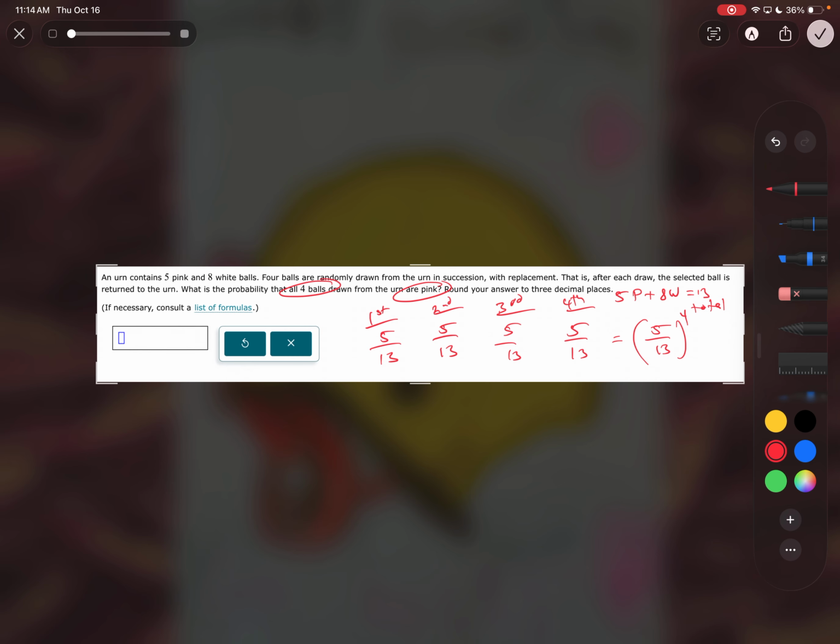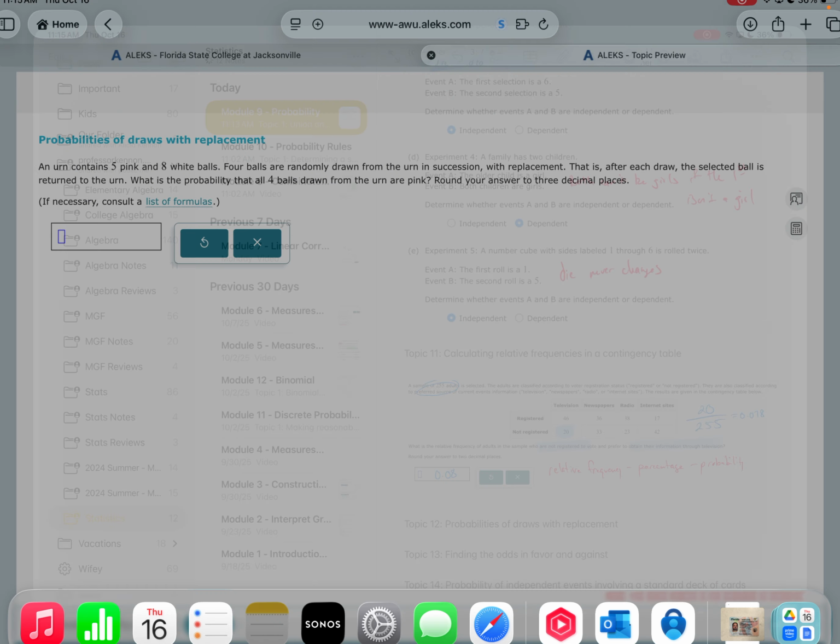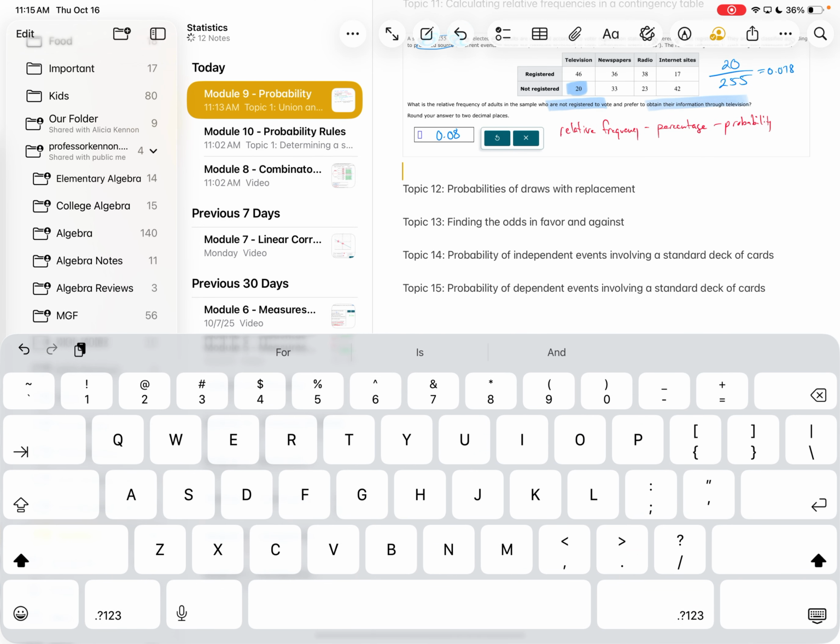But what you want to do in these is just think about a single event. Think about the first one. What would happen? 5 pink ones out of 13 total. And then start thinking about each one. So your thought process should be on the individual draws. So let me do that in the calculator real quick. To the 4th power, 0.0219, something like that. I guess if I got to round to 2 decimal places, it'd be 0.22. Now I got to go back and find that hard one.